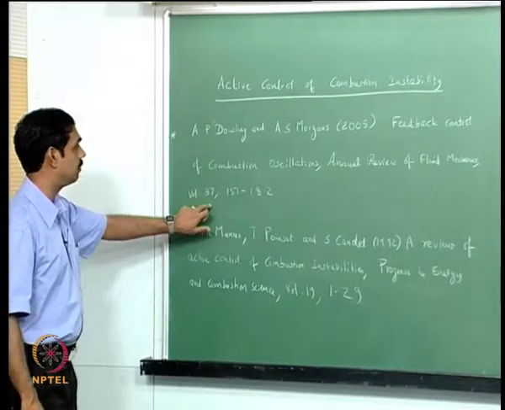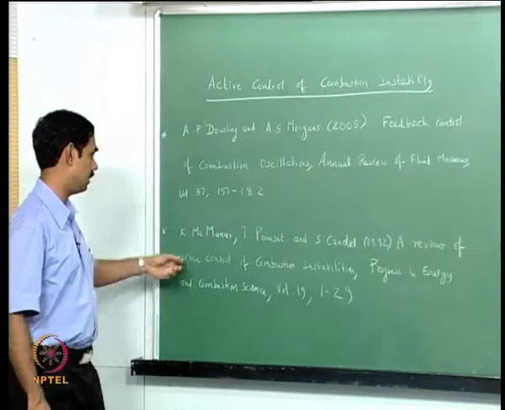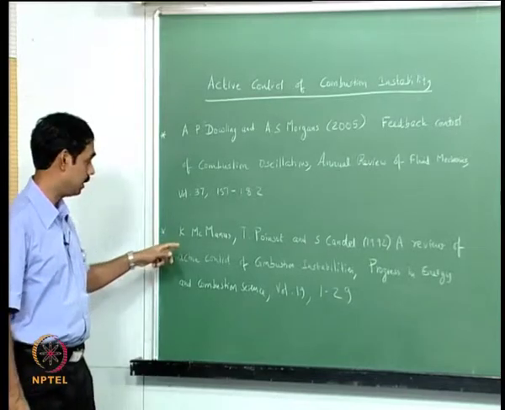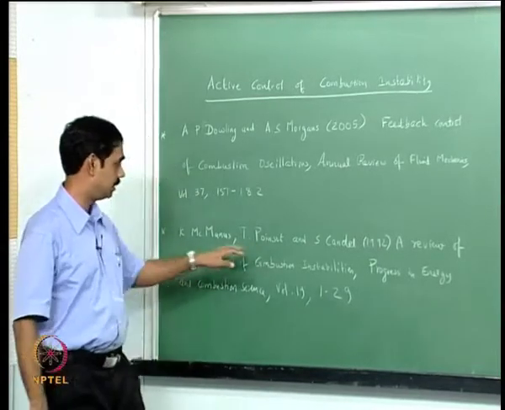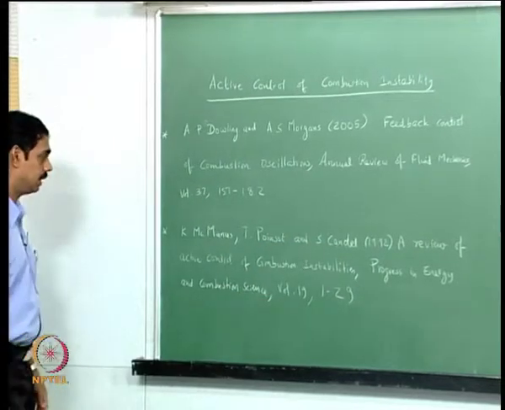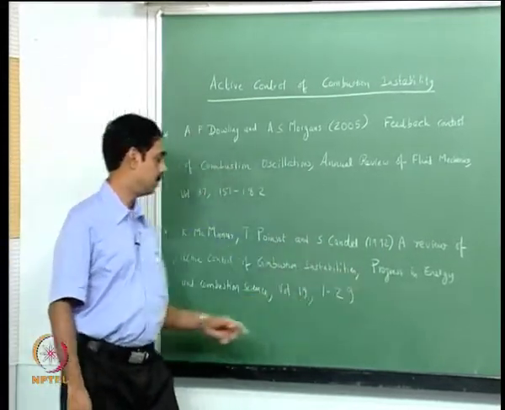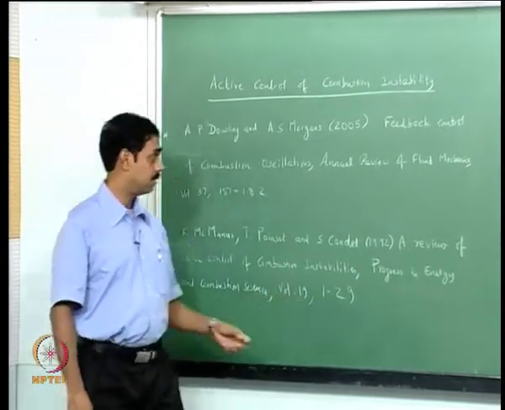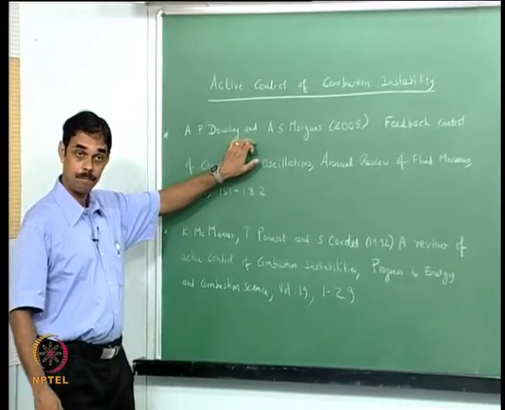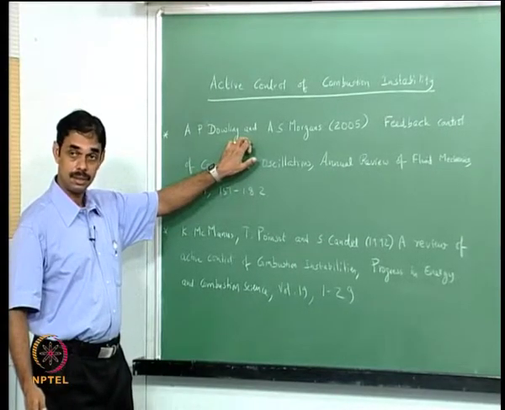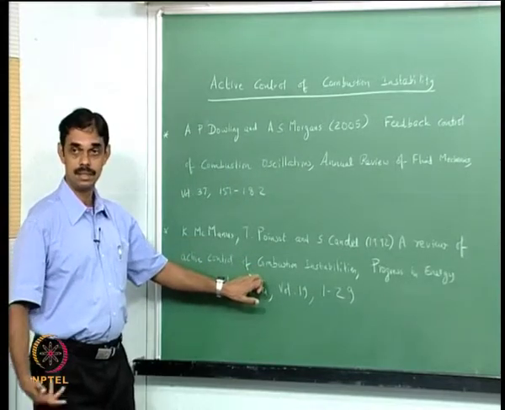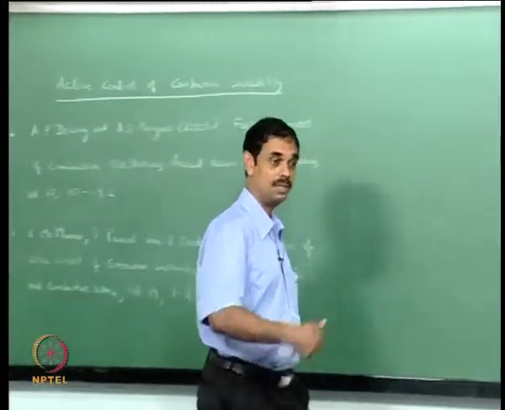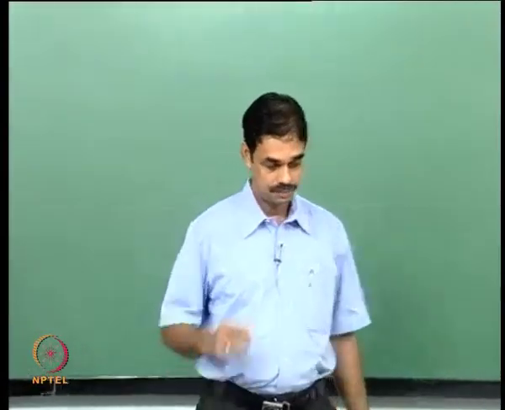This is a relatively new article from 2005, and then this one we looked at earlier when we started off the frequency domain analysis, by Keith McManus, Thierry Poinsot, and Sebastien Candel: A review of active control of combustion instabilities, Progress in Energy and Combustion Science, volume 19, pages 1 to 29. The first one has more recent stuff. This is much older stuff, and a lot of things happened in between, so it's worth reading both, because then you get the idea of how the subject evolved.